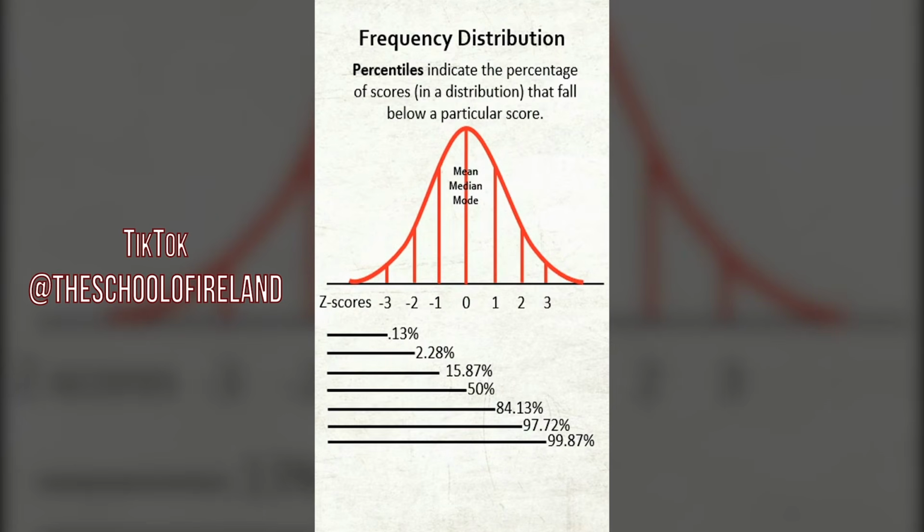Okay, let me show you one more thing. Let's say that Levi is in the 84.13 percentile, and the test question asks, what percentage of students did better than Levi? Well, what you're going to do is you're going to subtract 84.13 from 100%. So 100% of the test takers minus 84.13% will give you an answer of 15.87% of the test takers did better than Levi on the test.